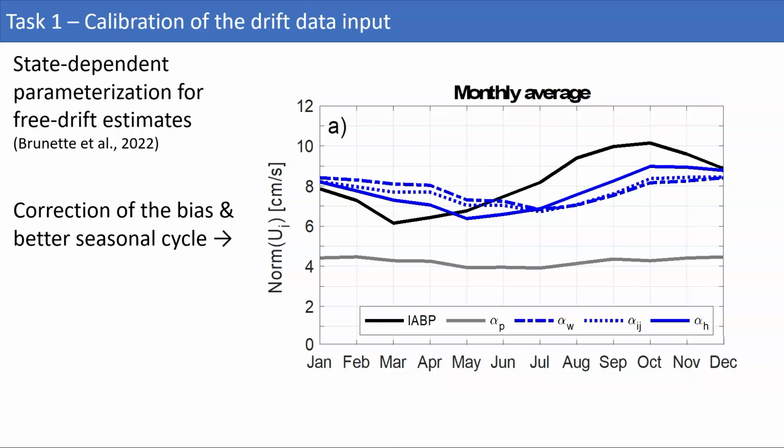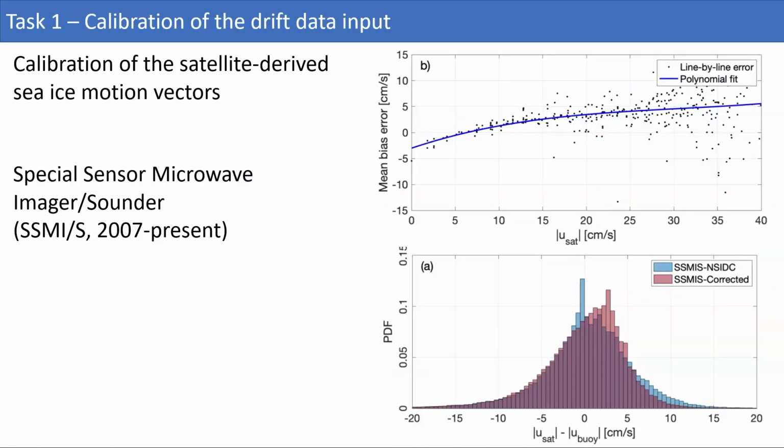So we see that we have an important correction for biases, and we do a better job at representing the seasonal cycle. It's not perfect. It's a free drift, like a first order estimate of ice motion, but it's still much better for the intended purpose of feeding it when we're missing other types of ice drift observations.